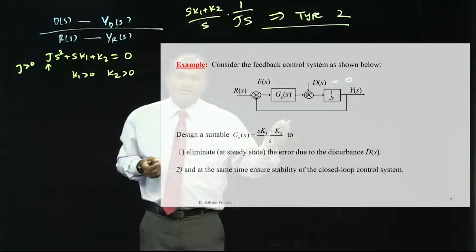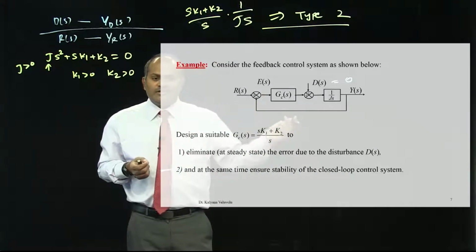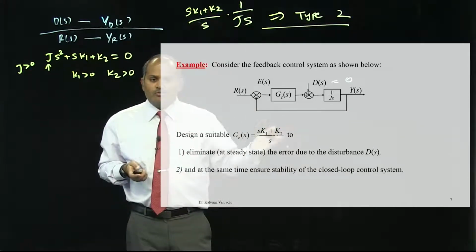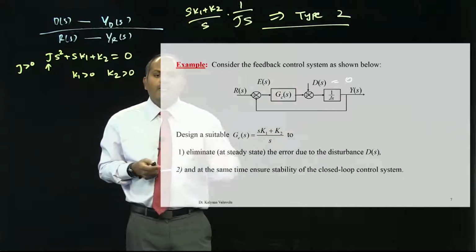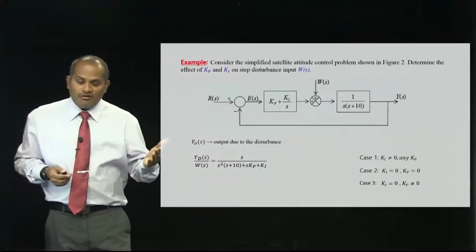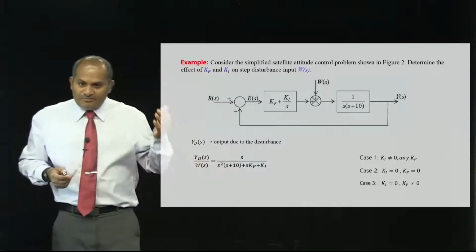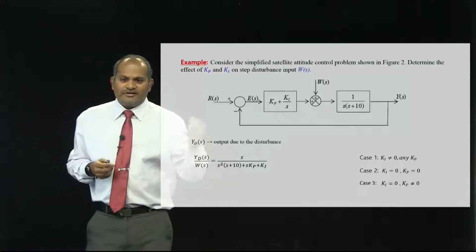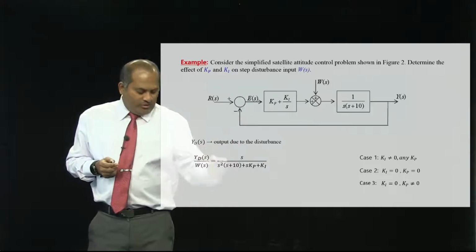So, we are learning the steady state errors, then we learn root locus, and then we learn the PID controller design. Now, let us move on to a new example that is similar to our last example, but it is a different problem. So, look at this problem.